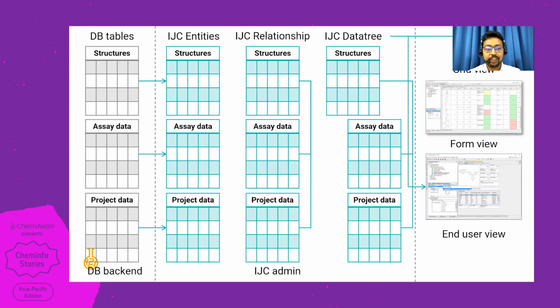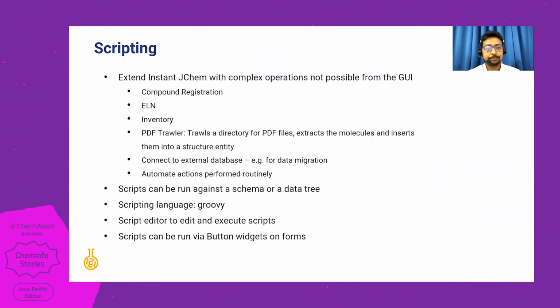So as you can see, we have the database backend, we have the administrative side of IJC, and then the end user view. So IJC is very different because it is a full-blown relational database management system. Add to that the power of JChem for handling structures and searching structures, and then on top of that, if you add all the chemoinformatics functionalities that we offer from Chemaxon that are available in Instant JChem, you would end up with a product that is very, very capable of handling all your data management needs.